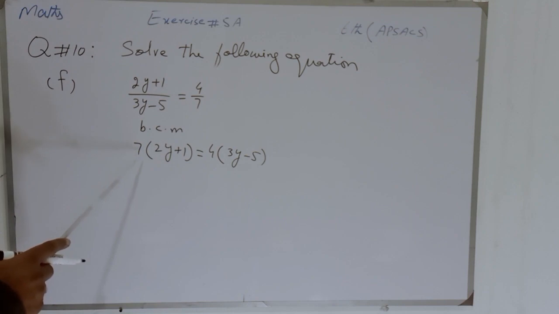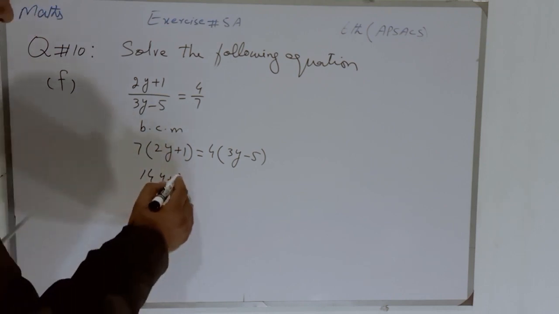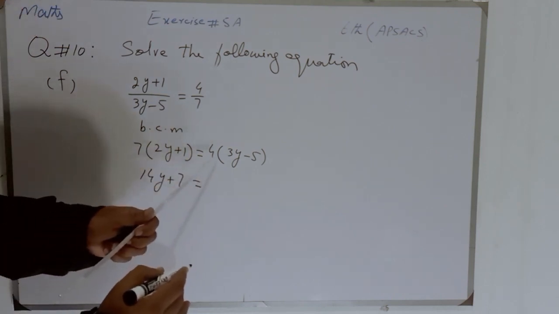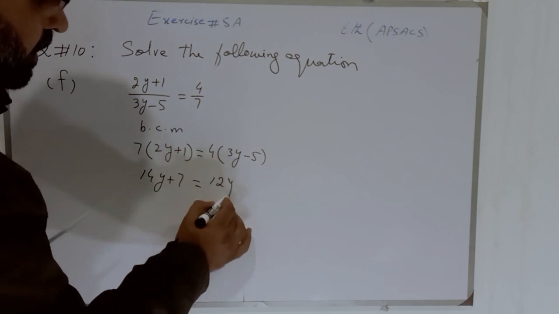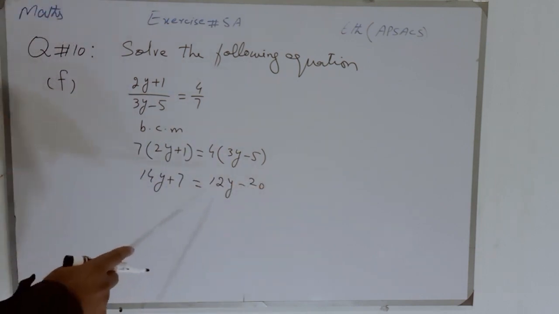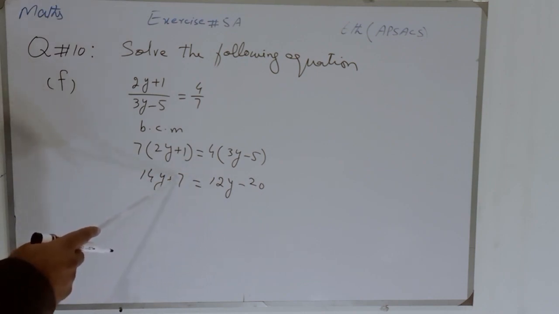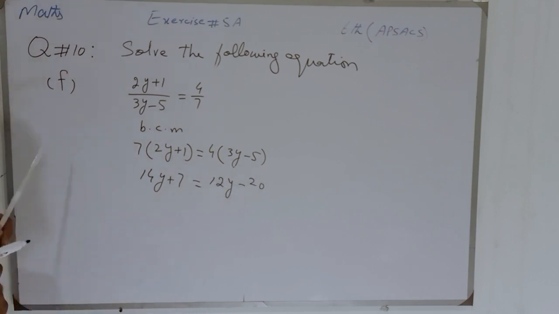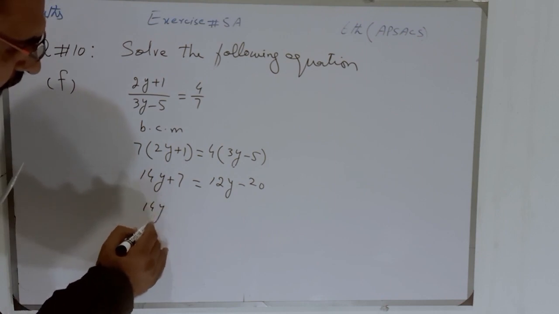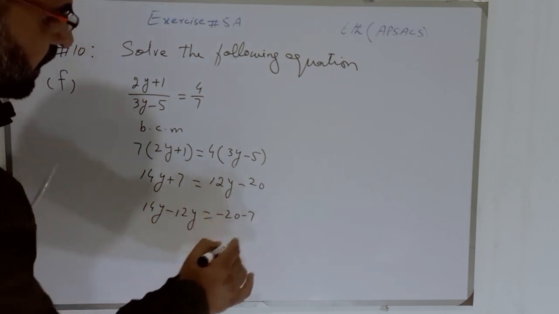Now 7 will multiply with both the numbers, so 7 2s are 14y plus 7 1s are 7 is equal to 4 3s are 12y minus 4 5s are 20. Now students, I will transfer this 12y to the left side and it will become minus, and this plus 7 will be transferred to the right side and it will become minus as well. So 14y minus 12y is equal to minus 20 and minus 7.